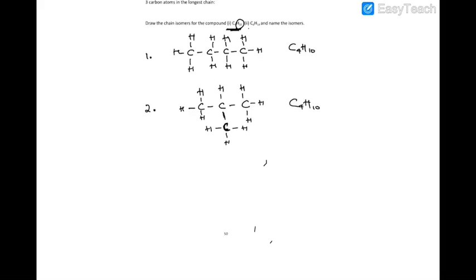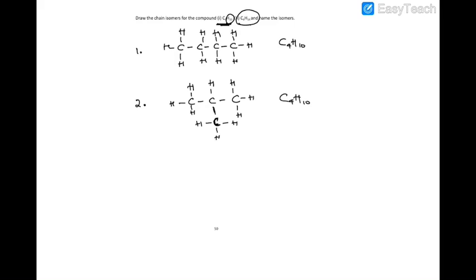Similarly, try to draw for C6H14. For C6H14, you're going to have 5 chain isomers. Again, pause the video, try to draw it in your copybook on your own, and then press play again to view the corrections.